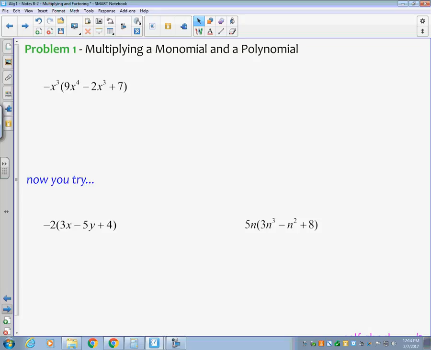All right, so let's look at problem 1. We have a monomial and a polynomial. What kind of polynomial is this third one? Or is this guy right here? It's a trinomial, yeah. 3 terms means trinomial. Okay, so let's go ahead and rainbow out our negative x cubed.